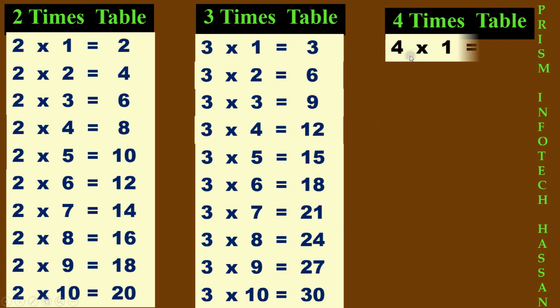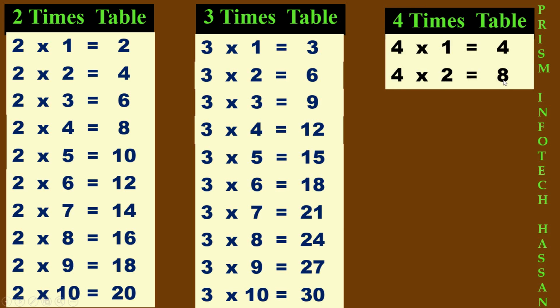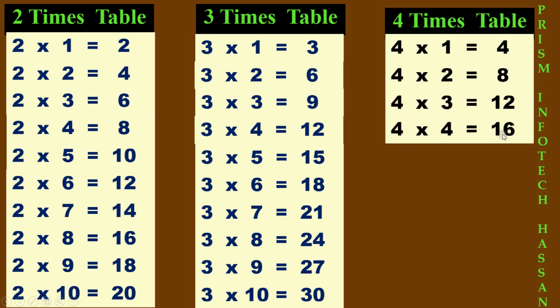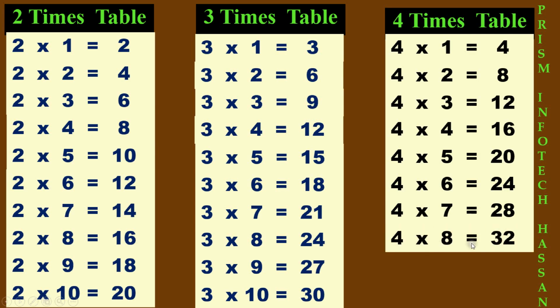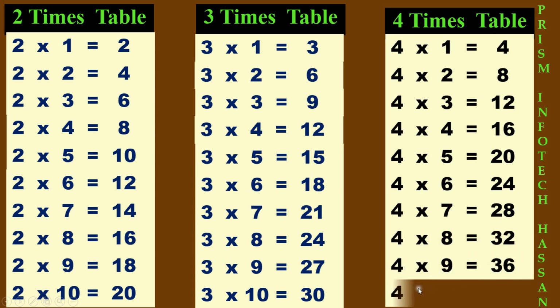4 times table. 4 times 1 is 4. 4 times 2 is 8. 4 times 3 is 12. 4 times 4 is 16. 4 times 5 is 20. 4 times 6 is 24. 4 times 7 is 28. 4 times 8 is 32. 4 times 9 is 36. 4 times 10 is 40.